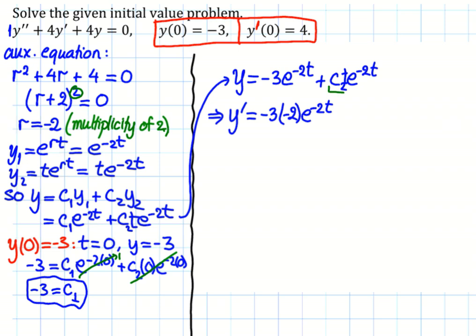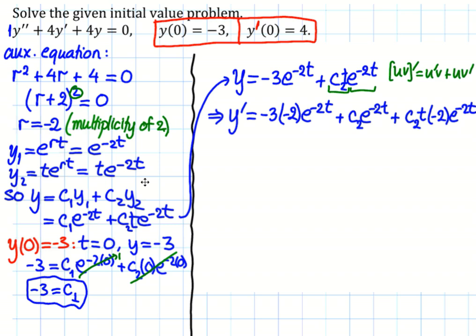And this is a product rule. And we use the product rule, we should have c2 e to the negative 2t plus c2 t times negative 2 e to the negative 2t. Right? Let's simplify this a little bit. We have 6 e to the negative 2t plus c2 e to the negative 2t minus 2 c2 t e to the negative 2t. Right? Now we can substitute this condition.